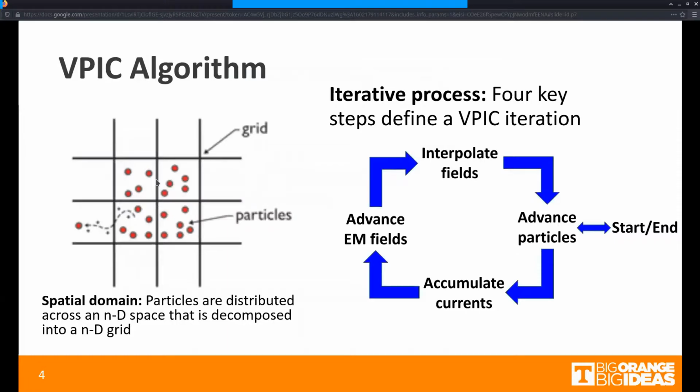The particle-in-cell method that VPIC implements models particle motion in a simulation space. The simulation space is divided into a grid of cells, and particles are distributed throughout the grid. VPIC is an iterative code, with each iteration being broken down into 4 key steps. First, particles have their positions advanced based off the forces calculated from the electromagnetic fields. The particle's movement creates current, which is accumulated to each cell. Next, the current accumulated from each cell is used to advance the electromagnetic fields. And finally, the electromagnetic fields are interpolated to the particle's position, and the cycle starts again. This repeats for a set amount of iterations.